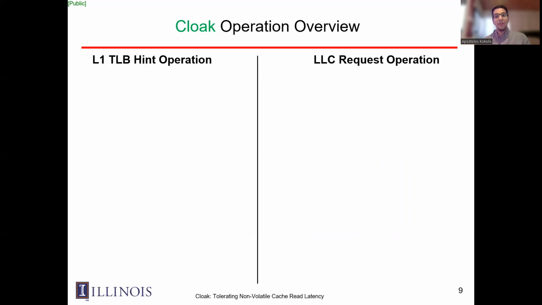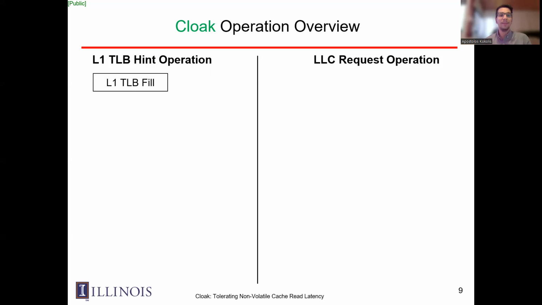The core operations of Cloak consist of data movement from the NVM to a page buffer when we receive a TLB signal about a page that was used before in the past, and also servicing LLC requests, read requests, either from the NVM data array or from the page buffers. So let's first see how an L1 TLB hint operation works.